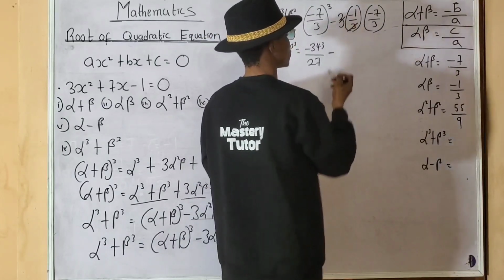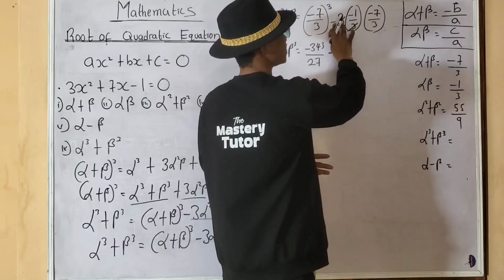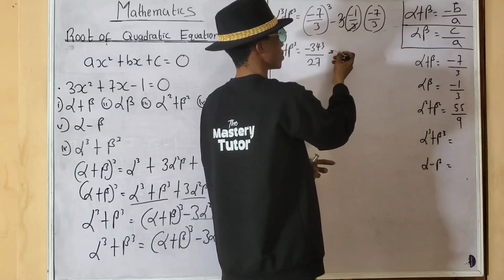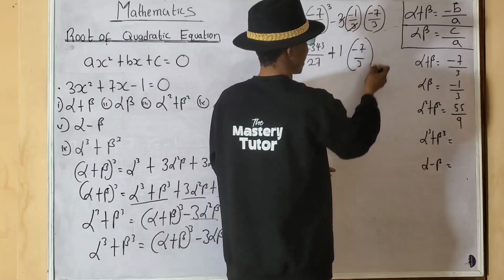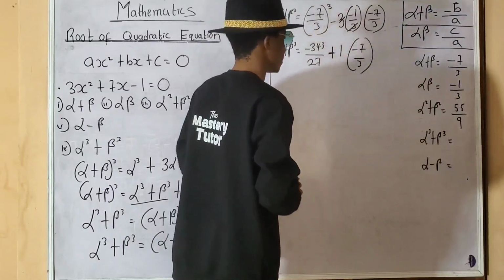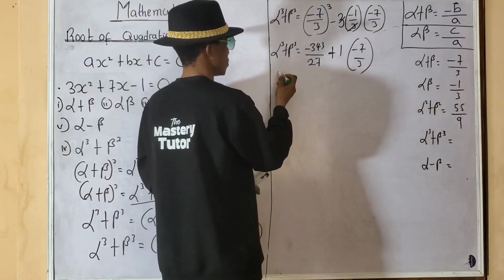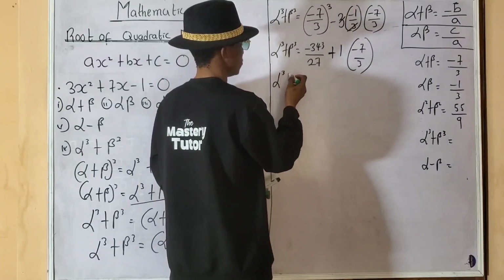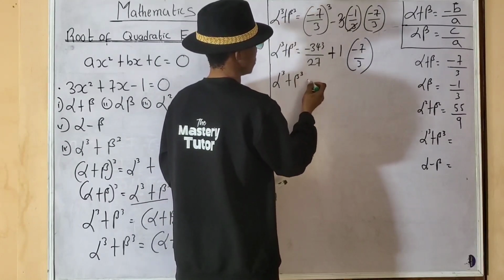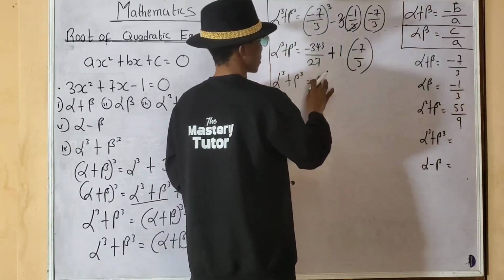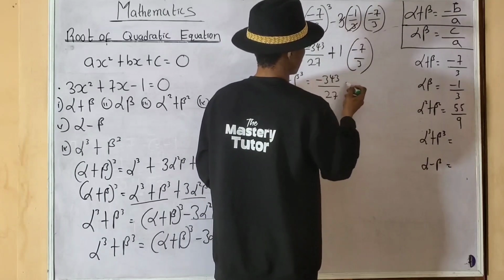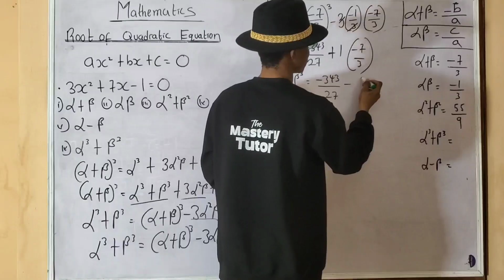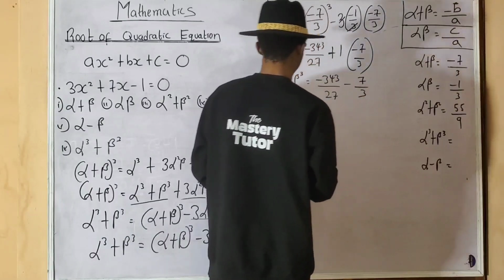Now minus this 3 here, I'm going to have minus 1. Minus 1 times minus 1, that is what? Plus 1. Plus 1 multiplied by minus 7 all over 3. I take it step by step because I want you to understand. Okay, so here I'm going to have alpha cube plus beta cube will be equals to negative 343 all over 27. Now, we're going to have minus 7 all over 3, okay?